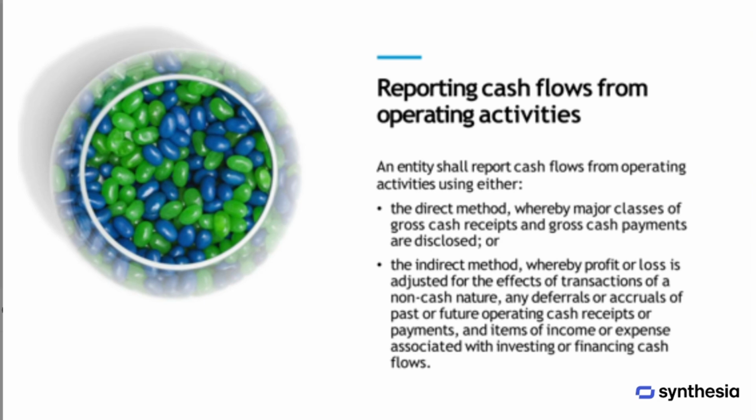On the other hand, the indirect method starts with the profit or loss and adjusts it for non-cash transactions, deferrals or accruals of past or future operating cash receipts or payments, and income or expense items related to investing or financing activities. While both methods are permitted, the direct method offers more detailed information about cash flows, while the indirect method focuses on adjustments to profit or loss and is often preferred for its simplicity.